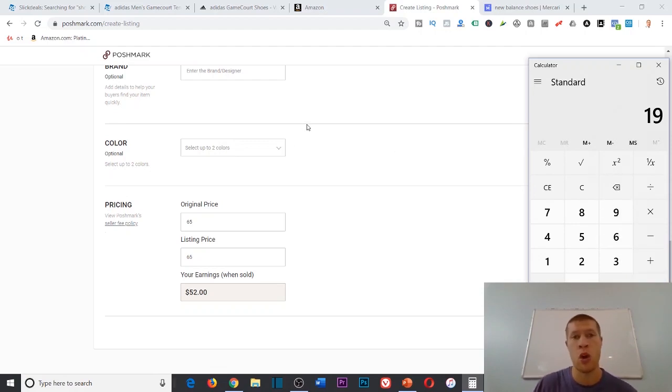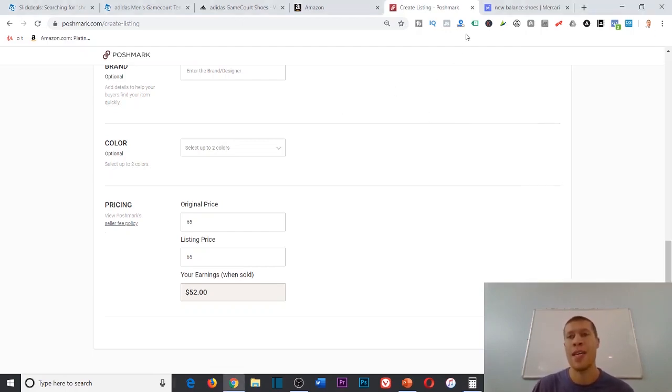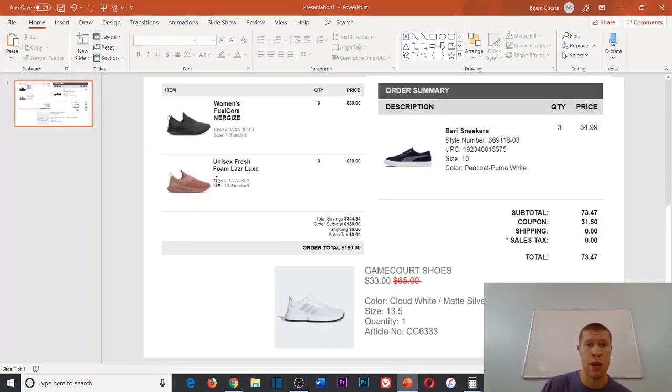So by buying these shoes on one marketplace and listing them for resale on another and waiting maybe a couple days to a week, I'm going to make 20 bucks. Easy. Now, to give you an example of the other ones right here, same thing with these.